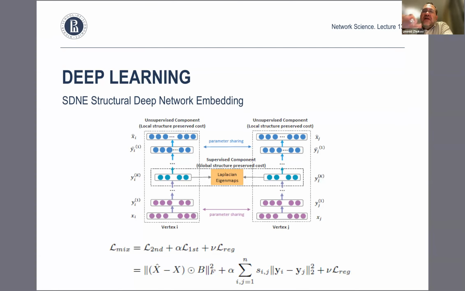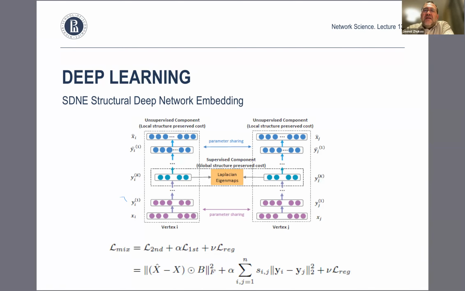Finally, there is a third type of algorithms, as I mentioned before. We're not going to be talking about graph neural networks or graph convolution networks today, but we'll look at one of the deep learning approaches, which is called structural deep network embedding. And the idea here is to combine together unsupervised and supervised methods, and also use very standard approaches for the autoencoder.